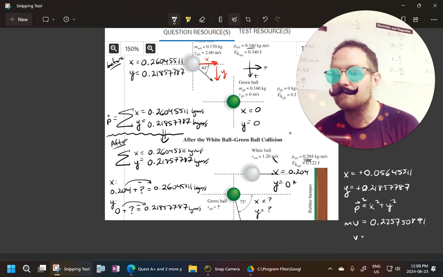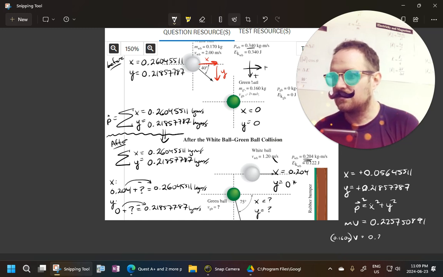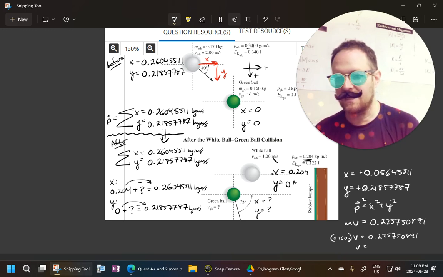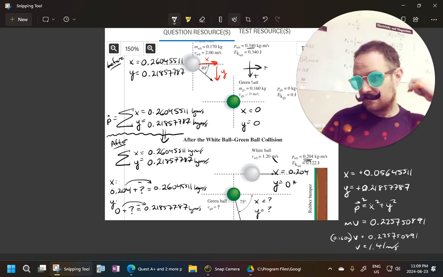The mass of the green ball, you can't see it, but it is that one there, not the white ball. Okay. And now I can solve for that. So I'm going to just divide over that mass there. And I get 1.41 meters per second. Okay, so that's a lot of work there.